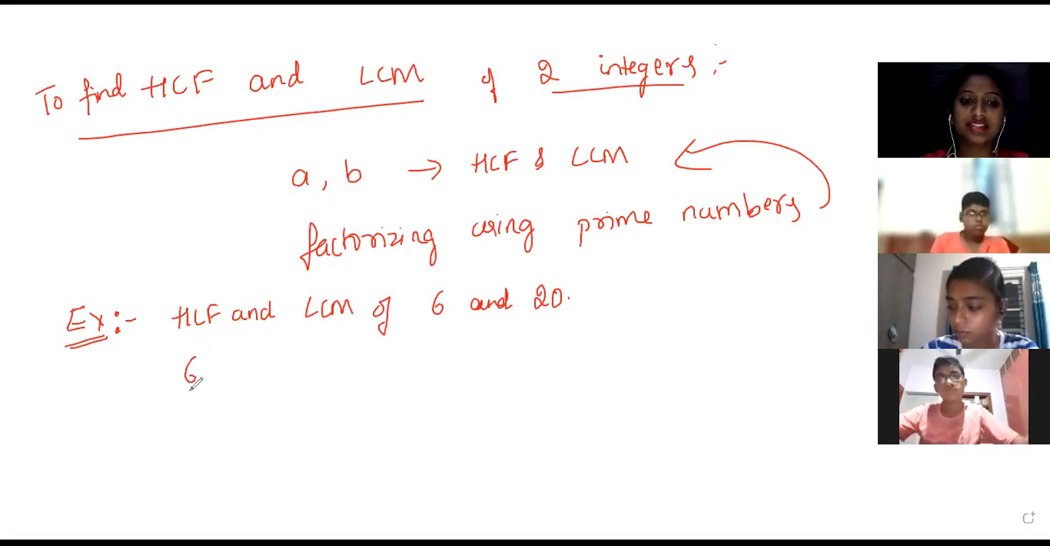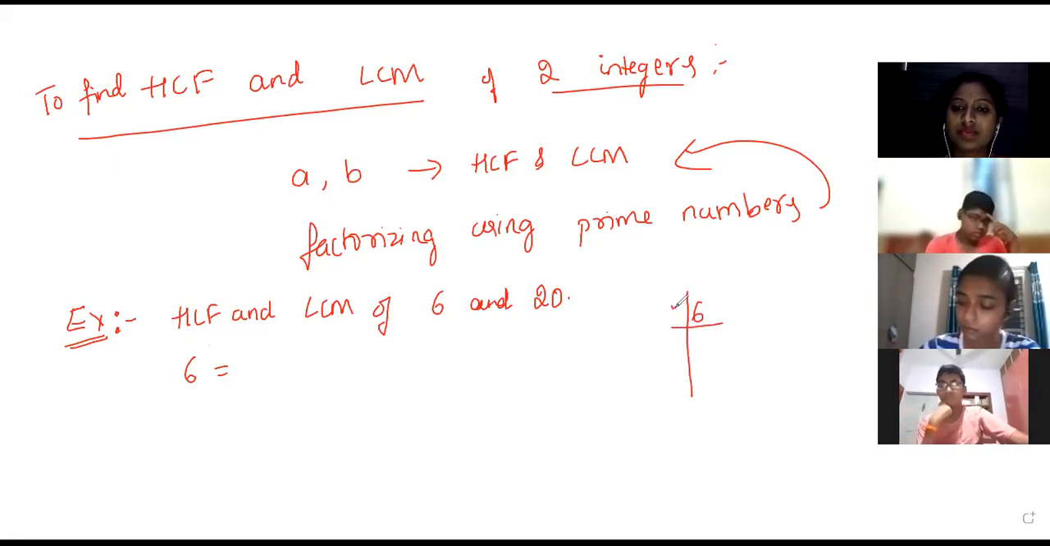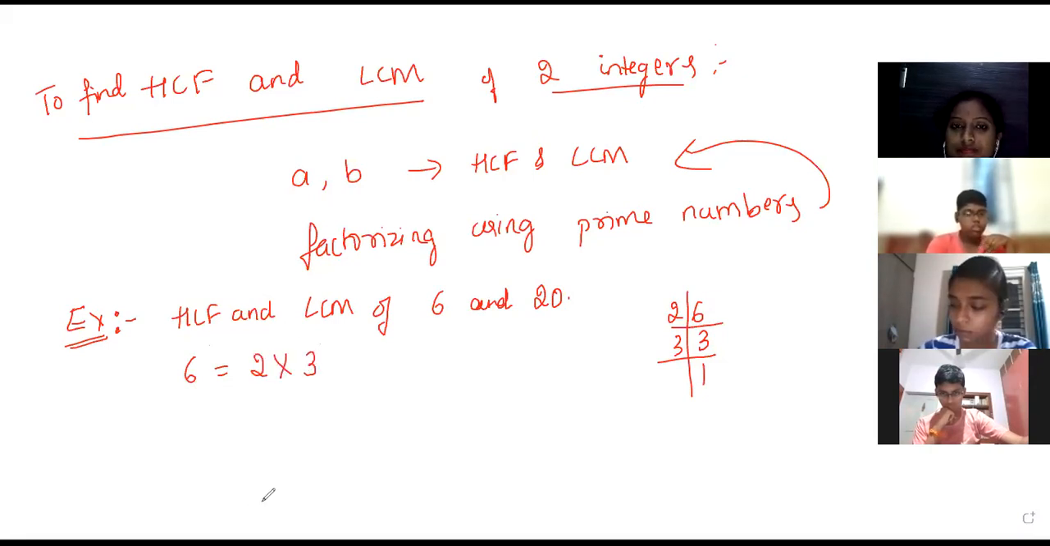First, you will express 6 as a product of prime numbers. Prime numbers means 2, 3. 1 is not a prime number. Correct? So 6 is nothing but 2 into 3.